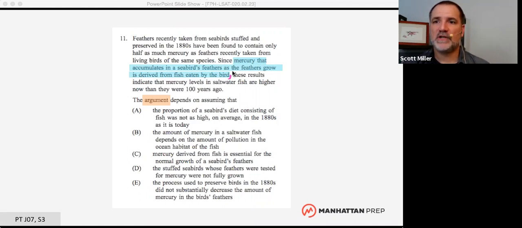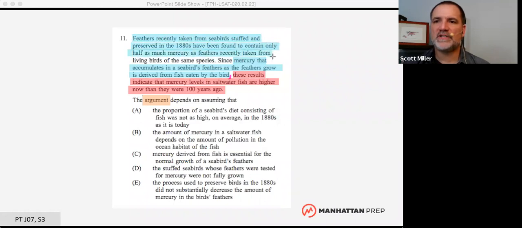So our conclusion is that these results, the results we mentioned up earlier, indicate that mercury levels in saltwater fish are higher now than they were 100 years ago. What are the results? The results are up here. The results are going to be one of our premises, because the conclusion is referring back to some results, so we need to take the results into consideration as part of our evidence.